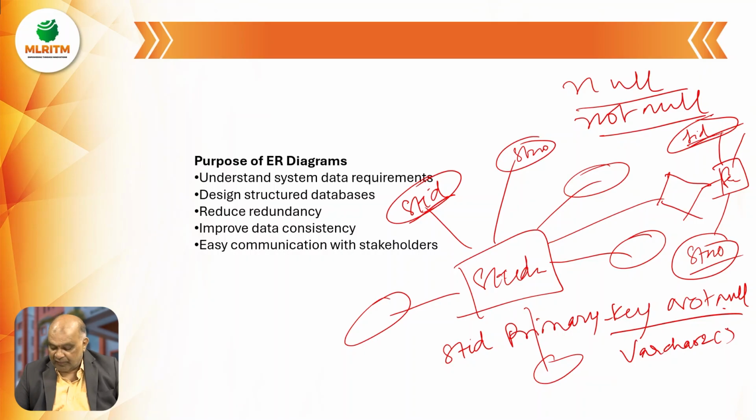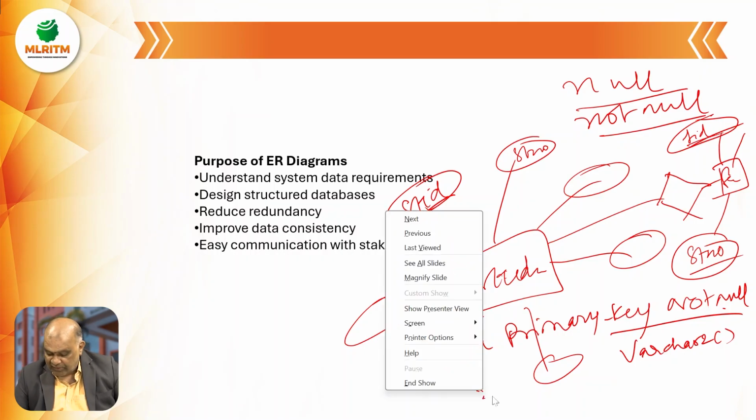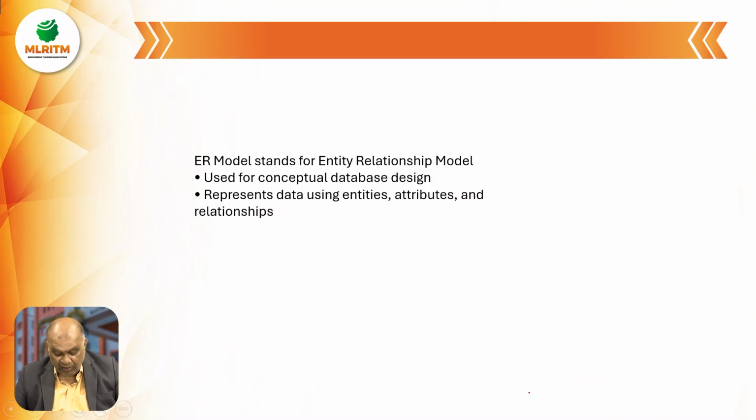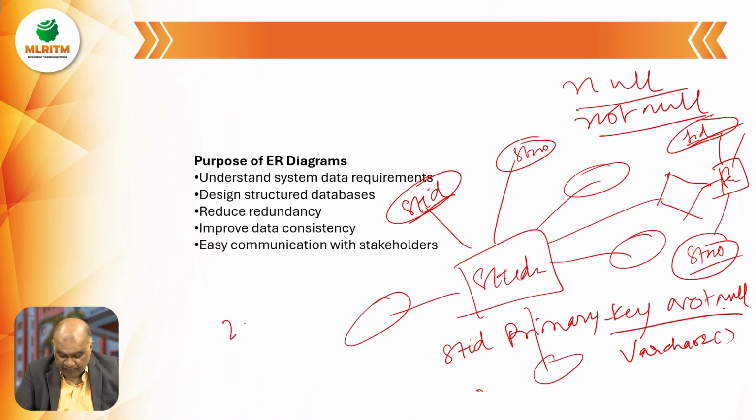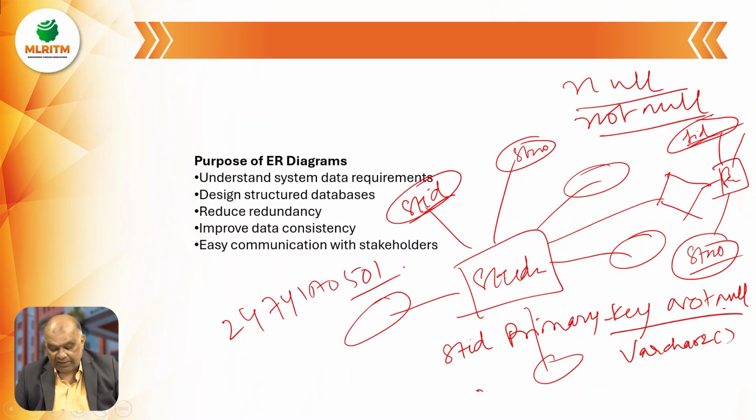Student ID is a combination of both numeric and non-numeric characters. So we specify, suppose, 247Y1A0501. It is a combination of numeric and non-numeric characters. So whenever you are going to have a key value of this type, we should specify varchar.